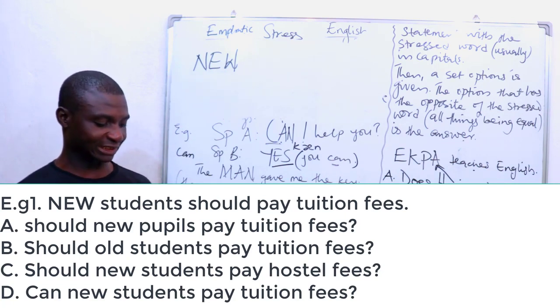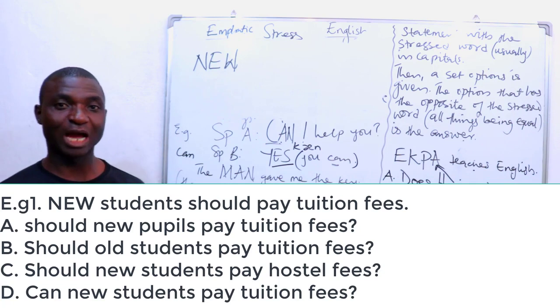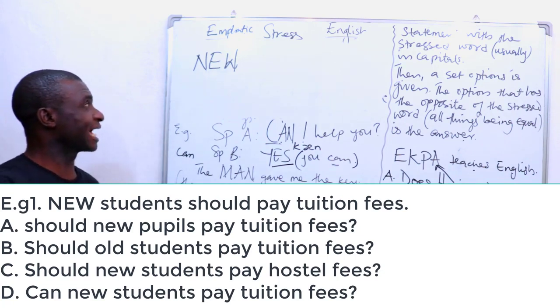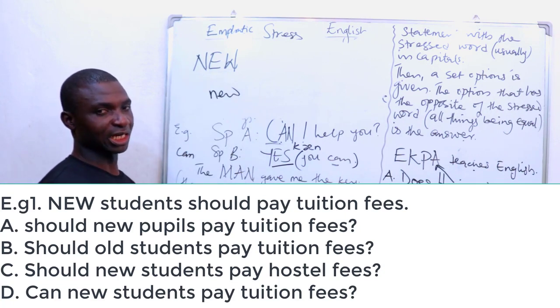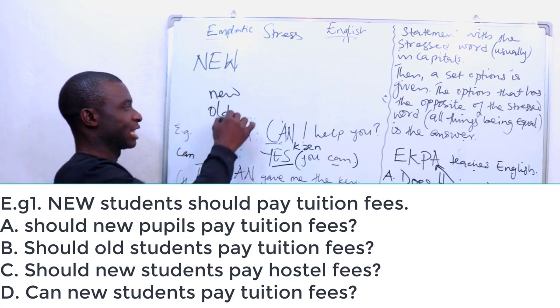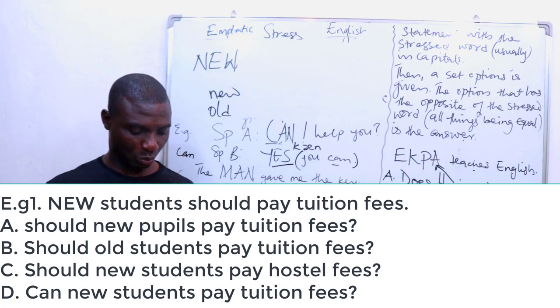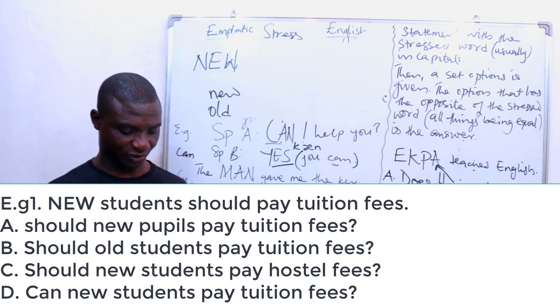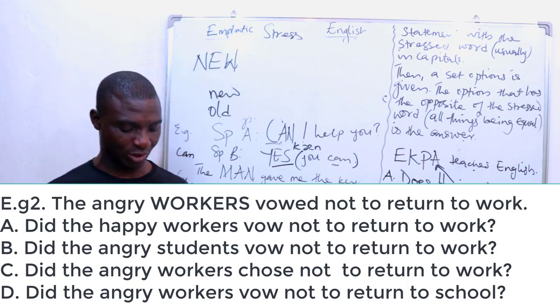Now, if you look at the options, option A had new, B had old, C had new, D had new. So apparently, all the options that retained new are wrong. The only correct option here is the option that has old, and that was option B, which says should all students pay tuition fees? Second question. The angry workers vowed not to return to work.